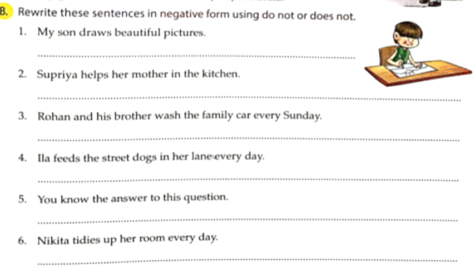Next, Ela feeds the street dogs in her lane every day. Lane means street. So Ela feeds. Our subject is Ela. It is a name. So it is singular or plural? Yes, you're right. It is singular. So the helping verb will be does not. Ela does not feed the street dogs in her lane every day.